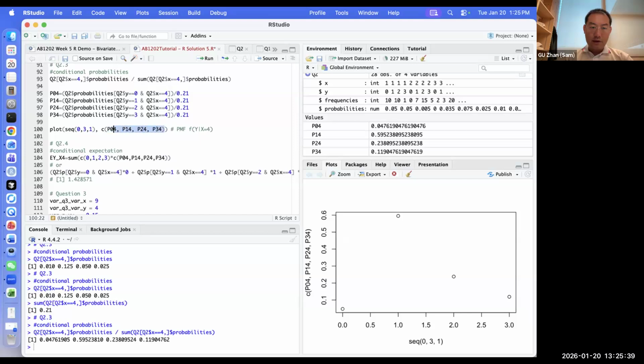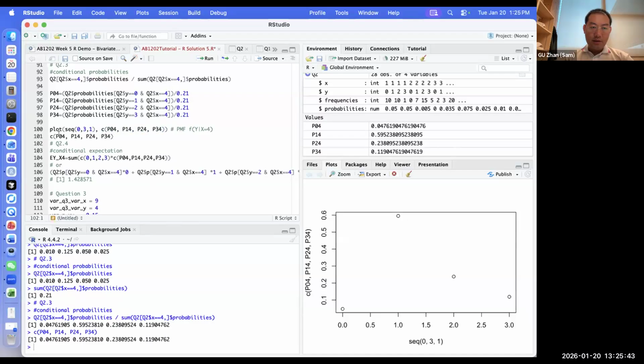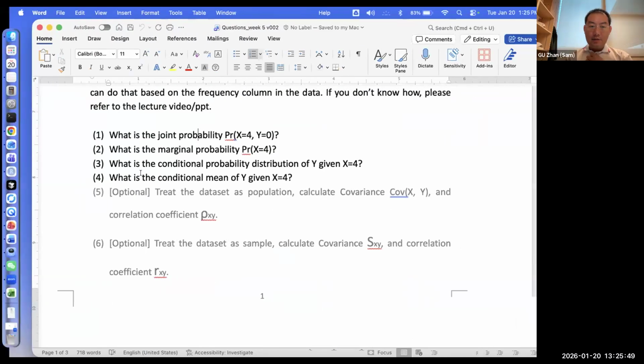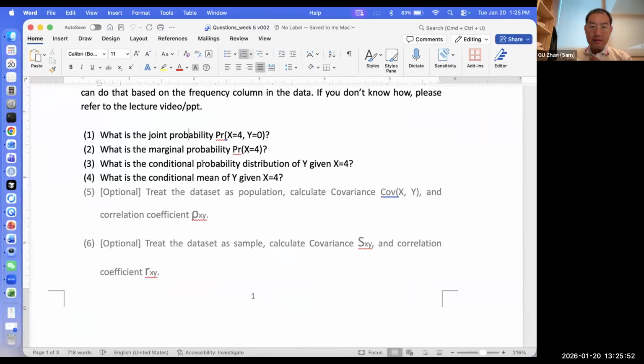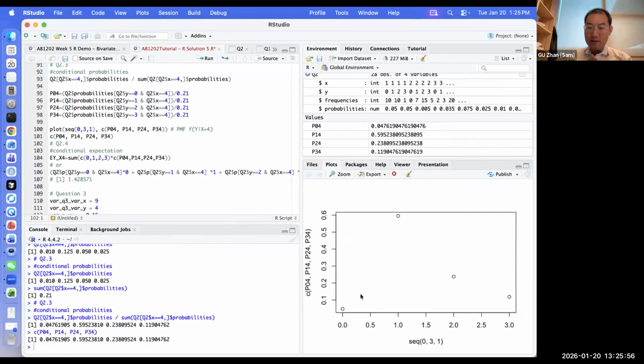These 4, what is the value of these 4? P 0|4, 1|4, 2|4, 3|4. Yes, they are the same. Okay, that's it, then we're ready. So the conditional probability distribution we already displayed. This is a conditional probability distribution.